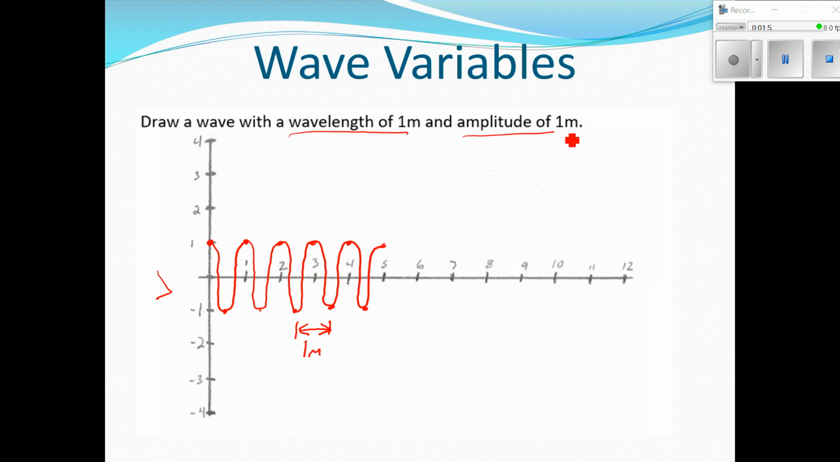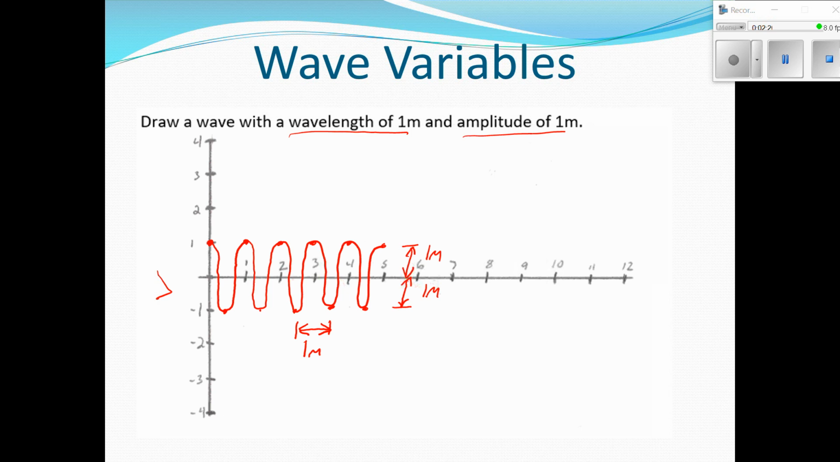And then it says we have an amplitude of 1 meter. Amplitude is a distance from our equilibrium point to our crest, or you could also look at it as a distance from our midpoint to our trough. And those are both 1 meter. So this wave oscillates between above and below 1 meter each of amplitude, 1 wavelength.